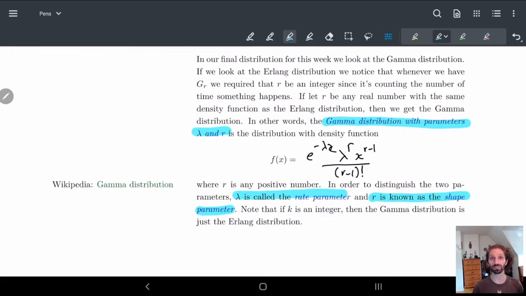I won't go over an example because the gamma distribution is basically the same thing as the Erlang distribution. It's just we let any r. If you're confused as to how you can use non-integers for this factorial, I would recommend looking that up. It's pretty cool how this works. But yeah, you can just use this for any number and it all works out, and you get nice things.